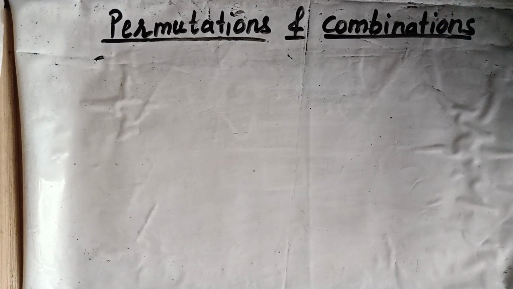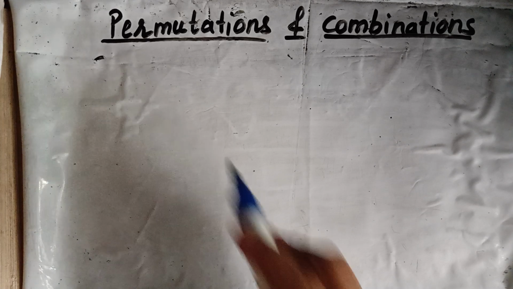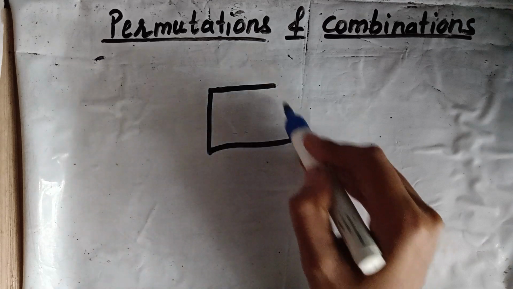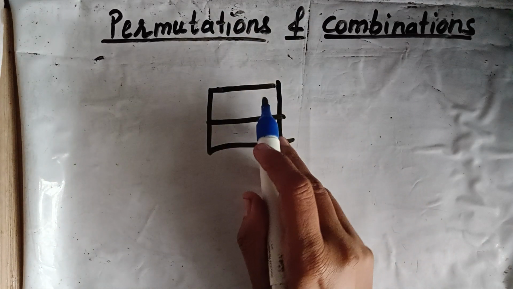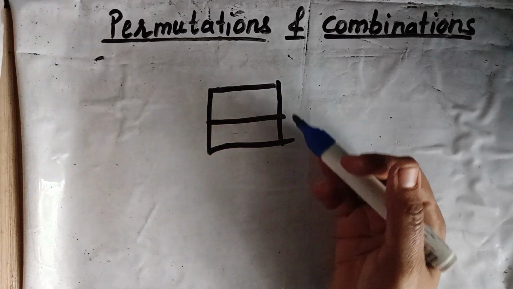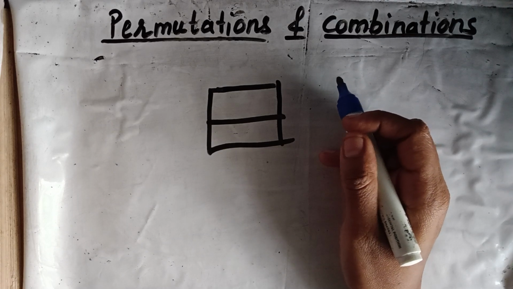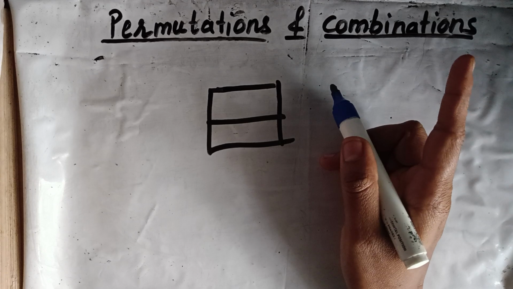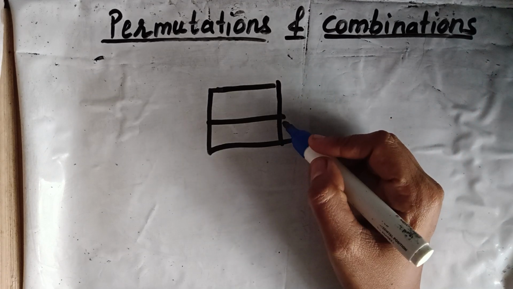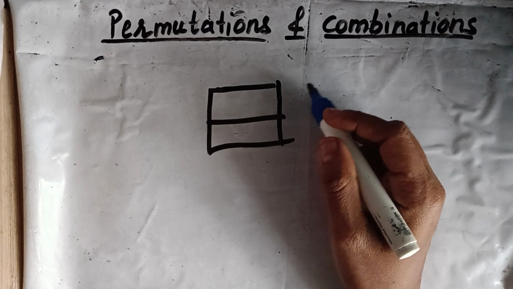Now find the number of different signals that can be generated by arranging at least 2 flags in order, one below the other, on a vertical staff if 5 different flags are available. At least 2 flags. 5 different flags are available.